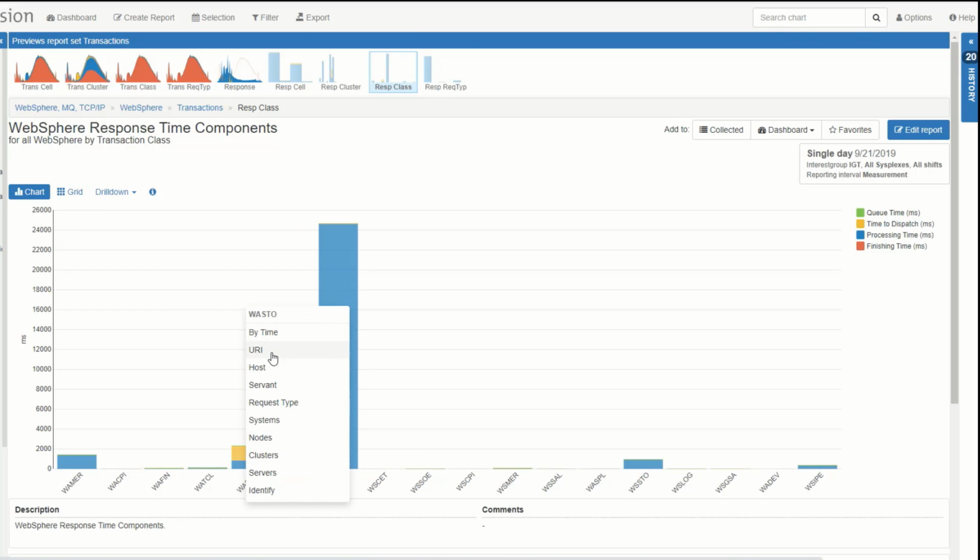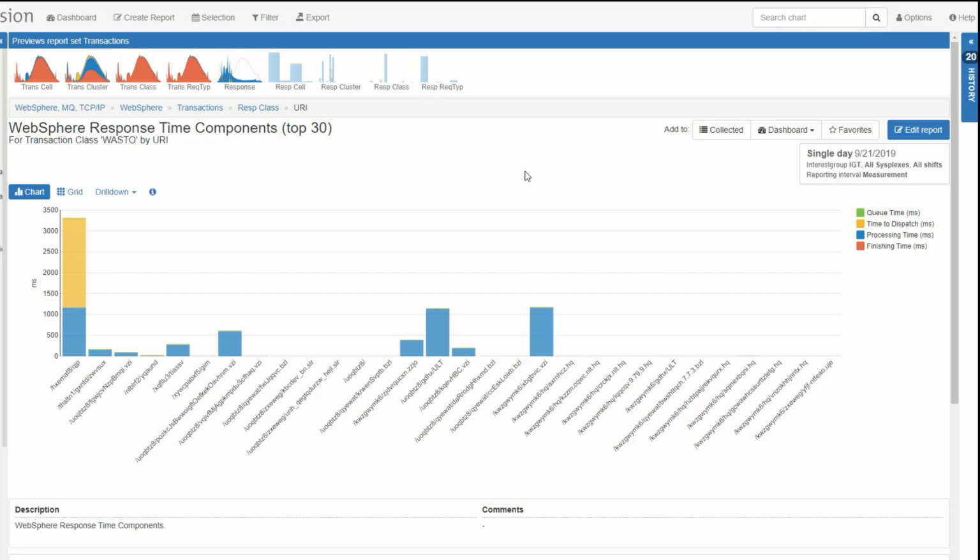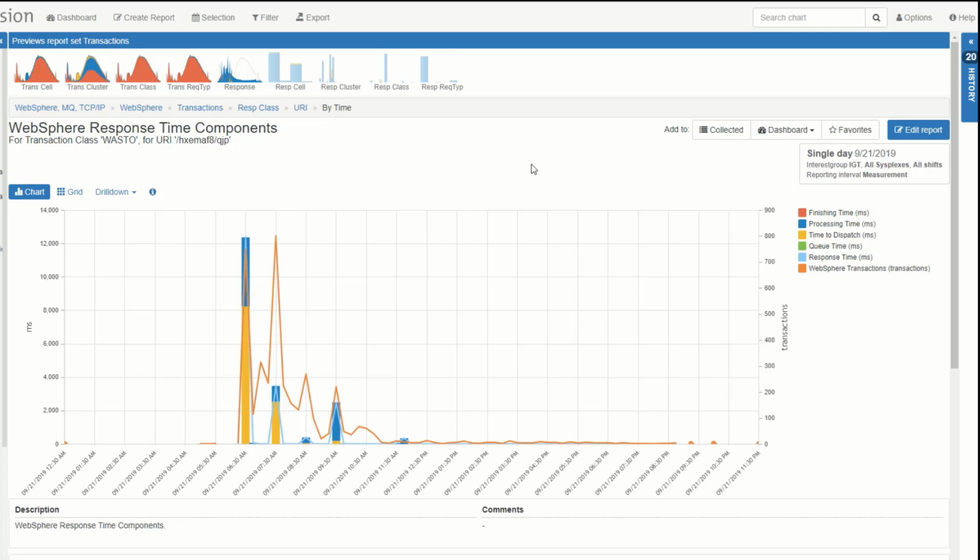Drilling down to find out which URIs are impacted, we see that a single URI has most of the delay. Let's drill down on that URI by time to better understand what's going on. We see here that this URI had delays coinciding with transaction spikes.